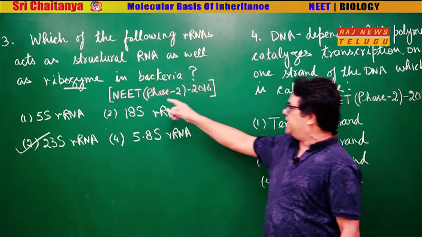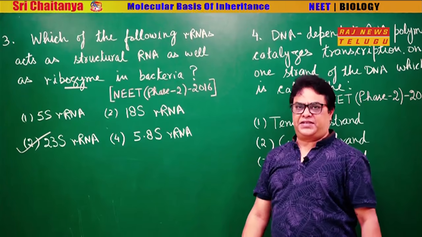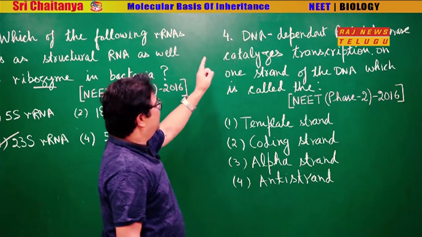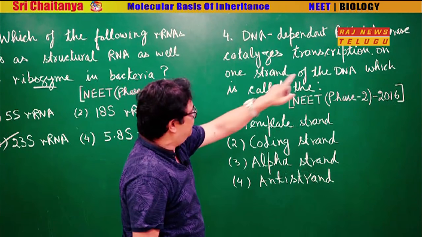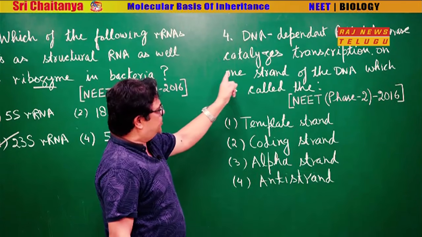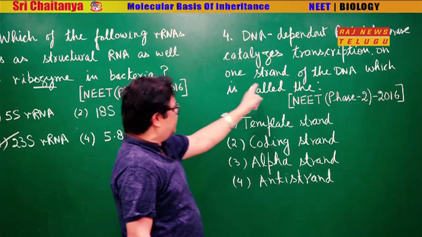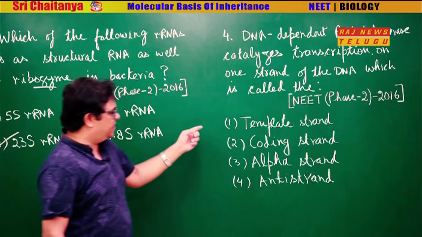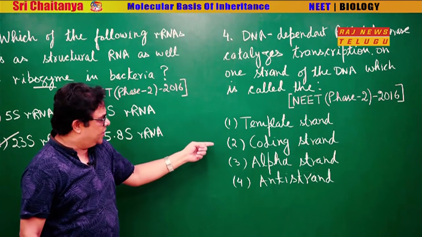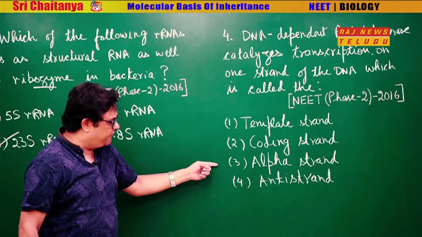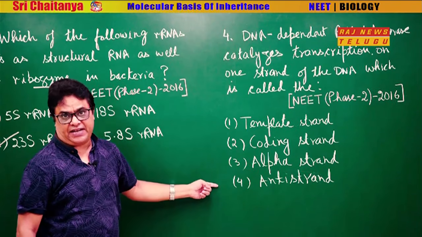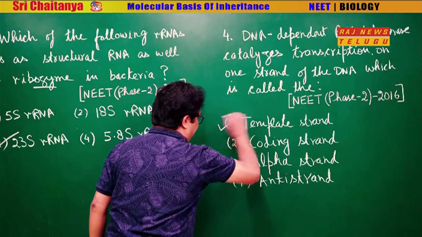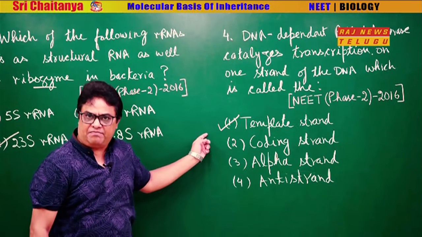This question was asked in NEET phase 2 2016. Next question, again asked in NEET phase 2 2016. DNA dependent RNA polymerase catalyzes transcription on one strand of the DNA, which is called the, your options are template strand, coding strand, alpha strand and anti strand. And you know that this strand is called the template strand. So, our answer is template strand.